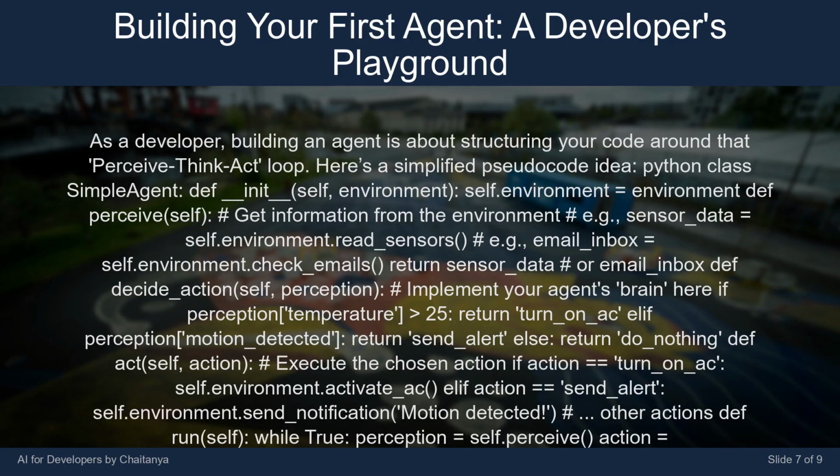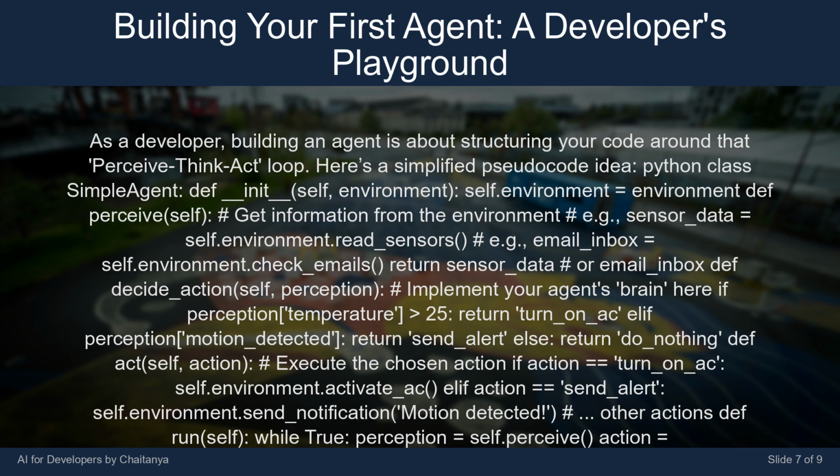def decide_action(self, perception): # implement your agent's brain here. if perception.temperature > 25: return turn_on_AC. elif perception.motion_detected: return send_alert. else: return do_nothing. def act(self, action): # execute the chosen action. if action == turn_on_AC: self.environment.activate_AC(). elif action == send_alert: self.environment.send_notification('Motion detected'). # other actions.